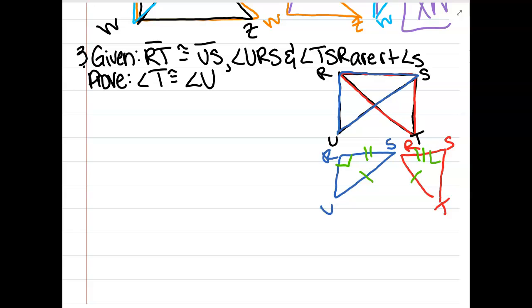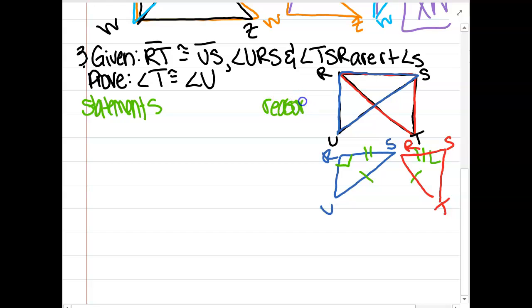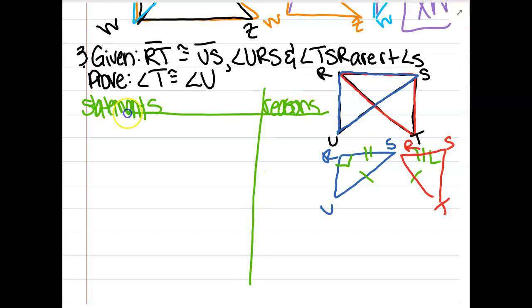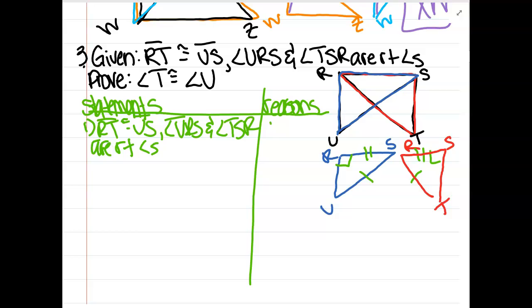Now it wouldn't be side, angle, side, because the angle's not in the right spot. We did it yesterday: hypotenuse, leg. It's a right triangle, okay? So we're going to use hypotenuse leg to prove these are congruent. So we've got our statements, our reasons. We'll start with RT congruent to US, angle URS and angle TSR are right angles, because of the given.